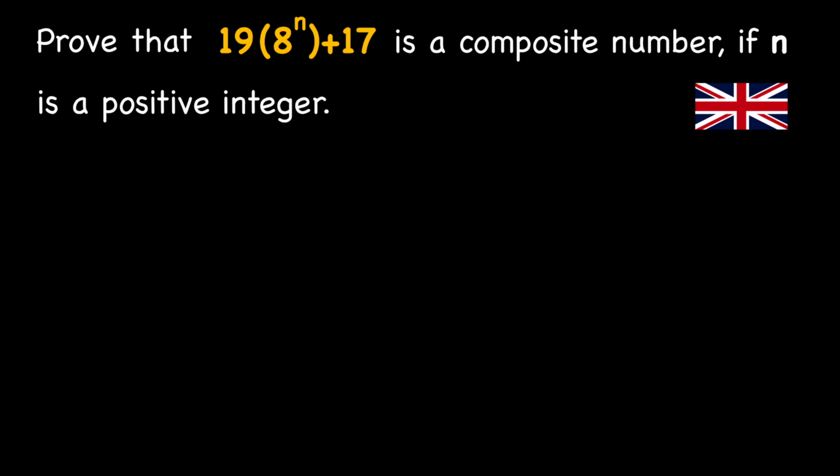So in this video, we're going to be solving the 1976 Math Olympiad problem from England, where we want to prove that 19 times 8 to the power of n plus 17 is a composite number if n is a natural number.